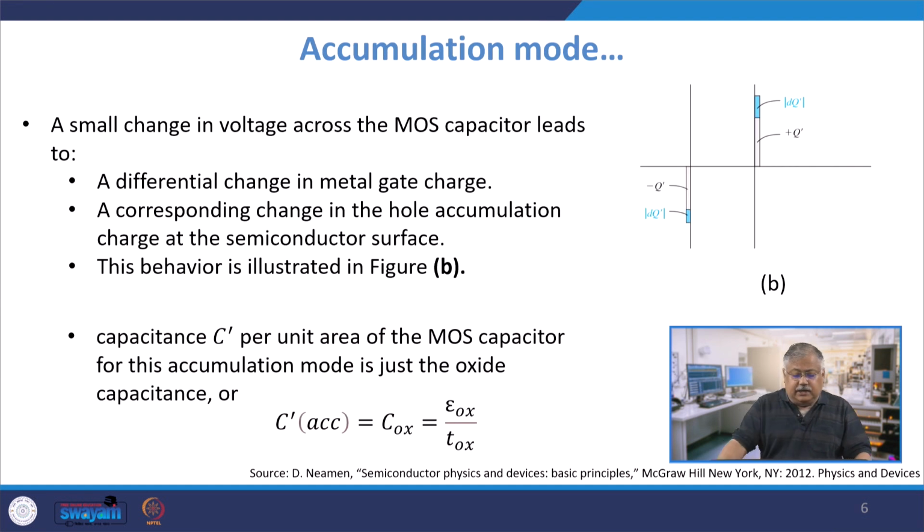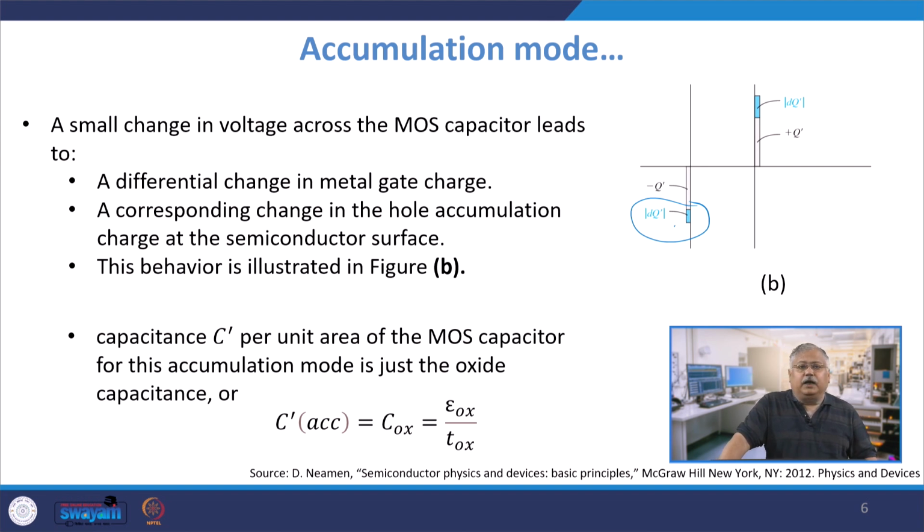Now, that is what I was saying, that a small change in the voltage across the MOS capacitor therefore leads to a differential change in the metal gate charge, which is this part, right. And therefore, corresponding to it, an equal amount of charge will be available on the oxide side, and that will be positive in nature, and that will be done only through accumulation of holes, free charge carriers which are available.